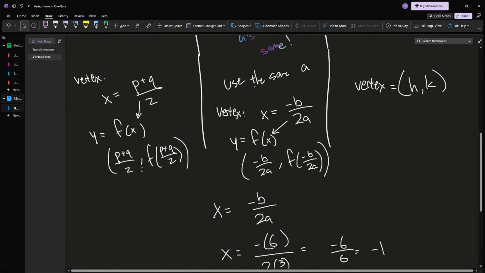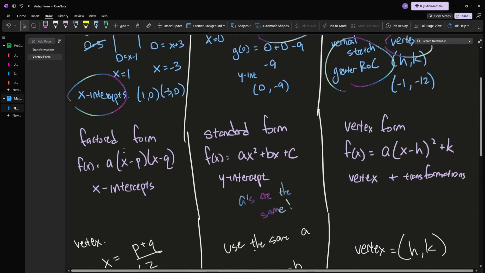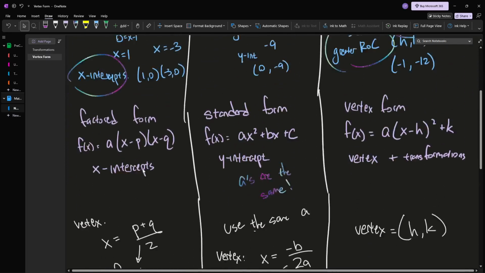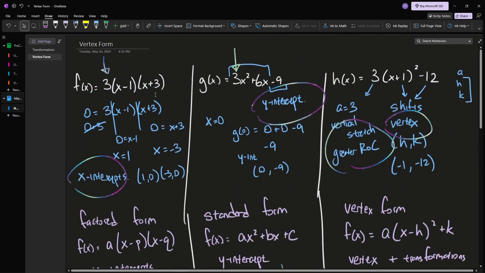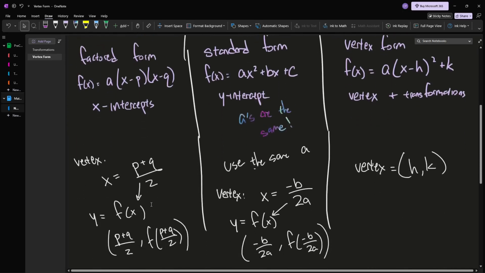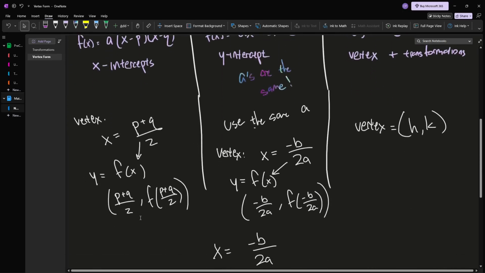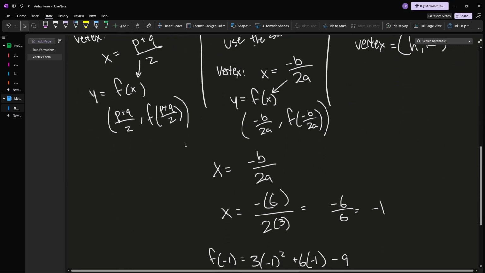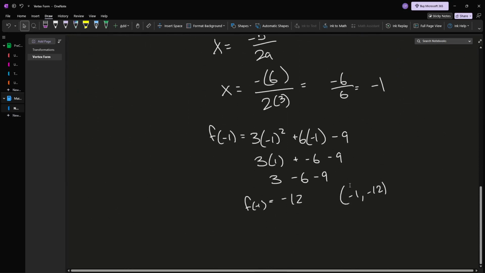Right now, you could pause. You could try out doing it for your vertex form. Not vertex form, by factored form, where we have positive 1 and negative 3 as your p and q. So you use that, plug it in, get your x value, and use that x value to plug it into the function again to get your y value. You should get the same point for your vertex.